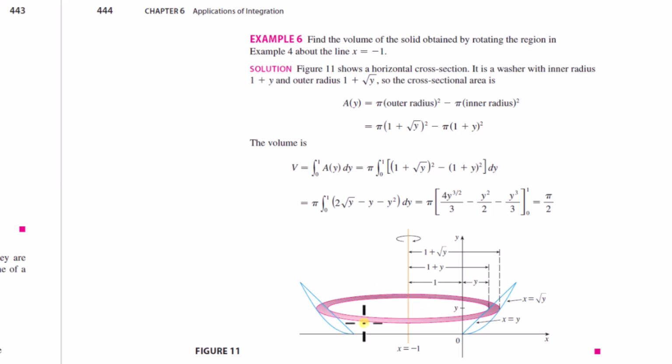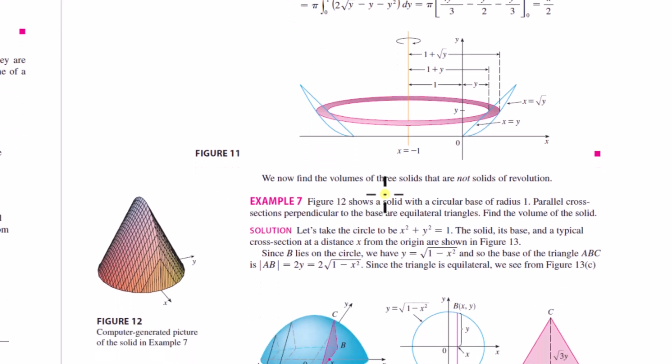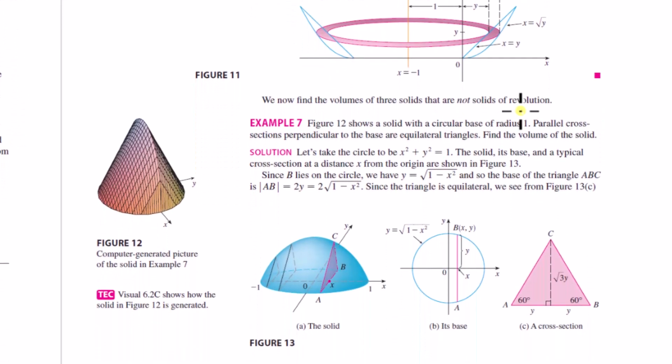With this, you can easily get the formula, as a function of x, for the area of this ring, for any position along the y-axis. Multiply that times delta x, and that's your differential piece, your differential right cylinder volume. Then just integrate it. Okay, so now it says, let's look at some examples of solids that are not solids of revolution.